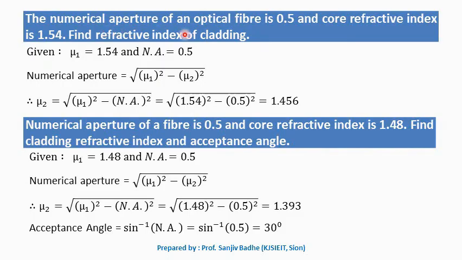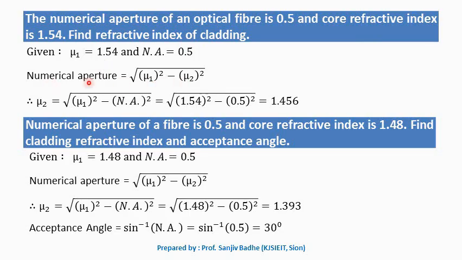Okay, here we have one more problem in which numerical aperture is given as 0.5 and you are asked to calculate the refractive index of cladding. Refractive index of core is also given. So numerical aperture of an optical fiber is 0.5, refractive index of core is 1.54 and we are asked to calculate the refractive index of cladding.